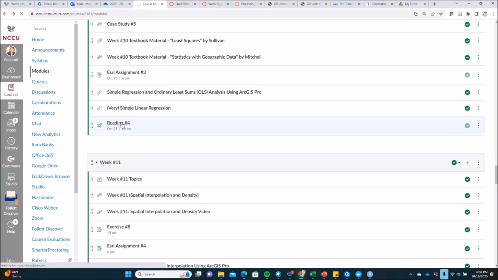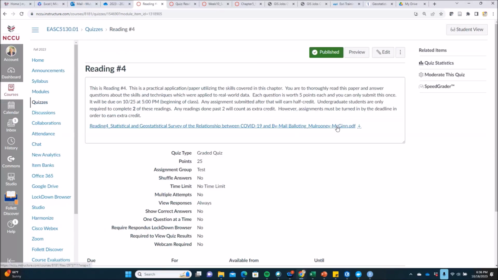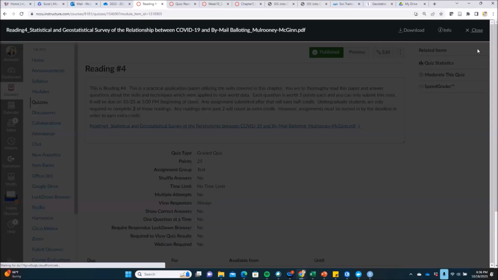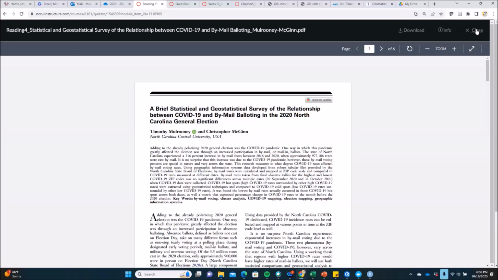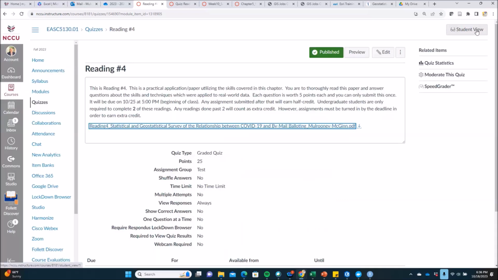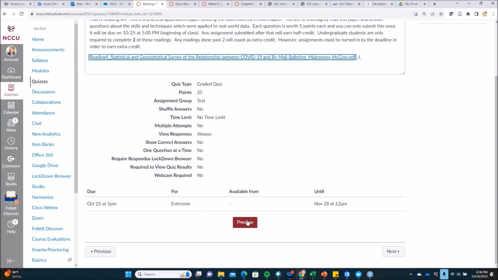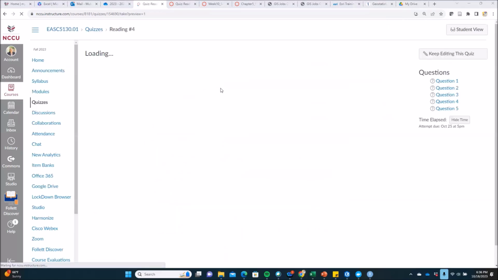And then we're going to look at reading number 5 here. Now, I really like this reading. This is a reading that Dr. McGinn and I did. And he's our resident political geographer. But this was published in something called the Professional Geographer. So that's really official. If you're getting stuff in the Professional Geographer, you've kind of made it.